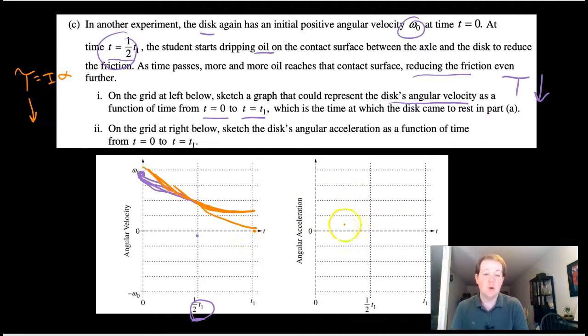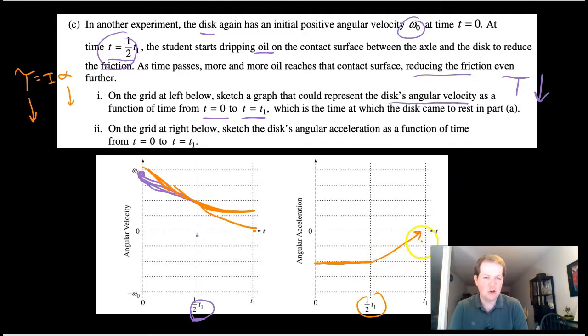Let's go on though to part 2, the acceleration. Again, the first half should be that same acceleration, the same negative acceleration as before. But now I start dripping oil. So there's less and less friction. So the amount of acceleration should go down. It should approach zero. So then maybe I have something that's approaching zero, something like this.